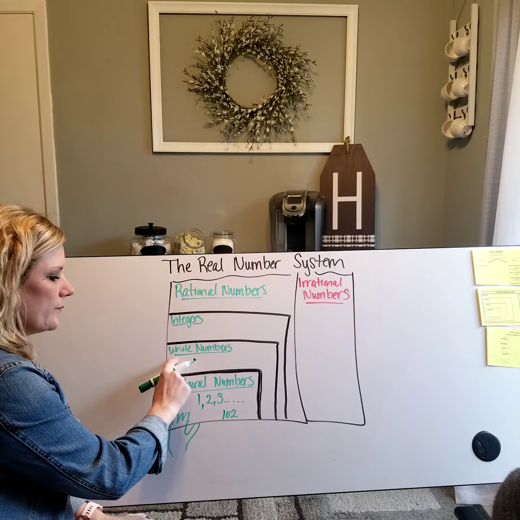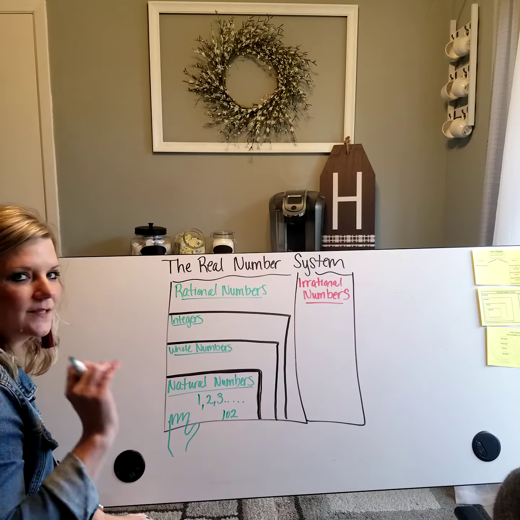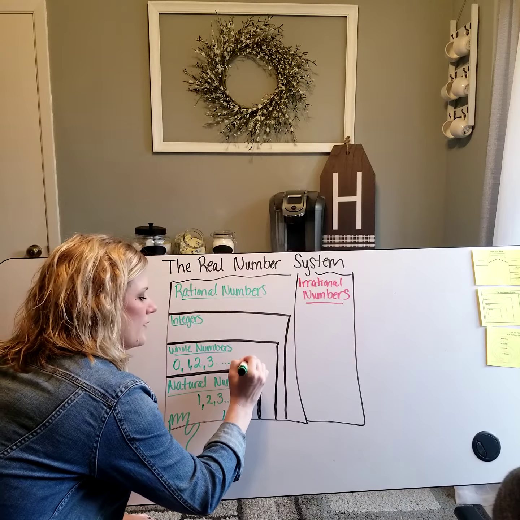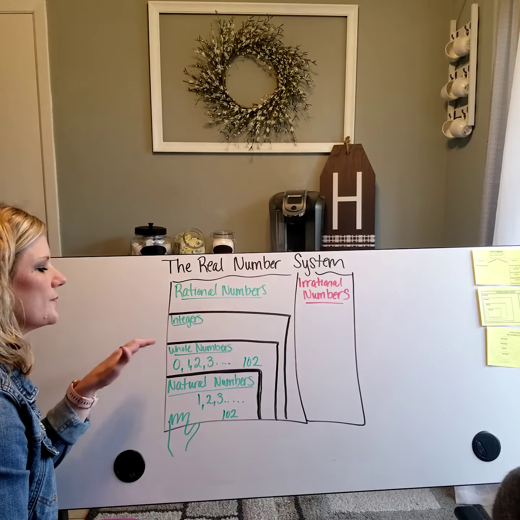Then you have whole numbers. Whole numbers are all the natural numbers plus 0. So we're going to have 0, 1, 2, 3, and then we're going to keep going. 102 is in here too. So it's all your natural numbers plus 0. You're going to have that 0.